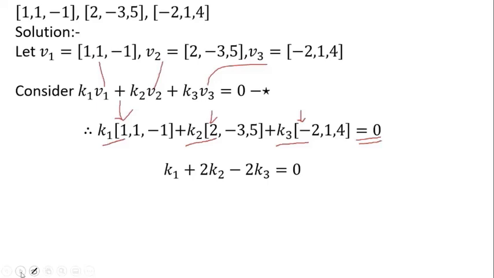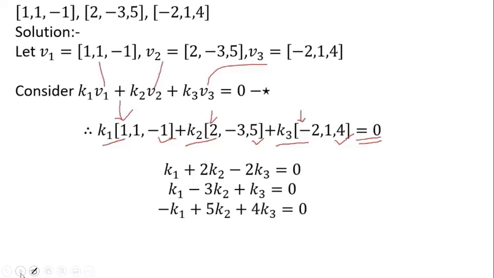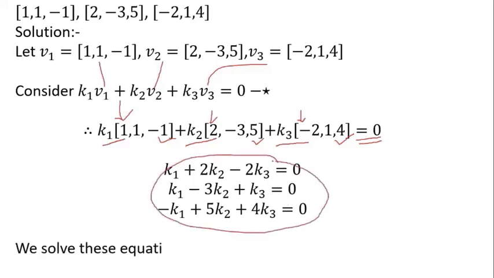Similarly, for the second elements we get k1 minus 3k2 plus k3 equal to 0. Similarly for the last elements, we get our third equation: minus k1 plus 5k2 plus 4k3 is equal to 0. Now once you get these equations, we have to solve this system of equations for the unknowns k1, k2, k3. There are different methods to solve this.